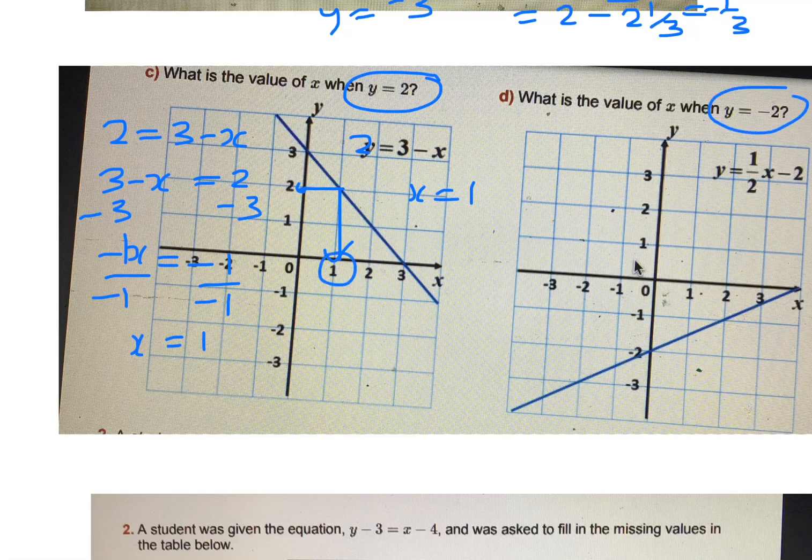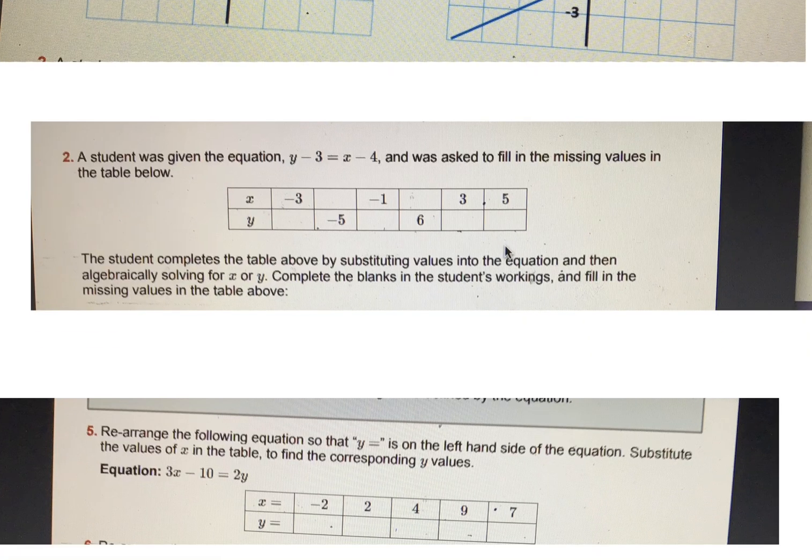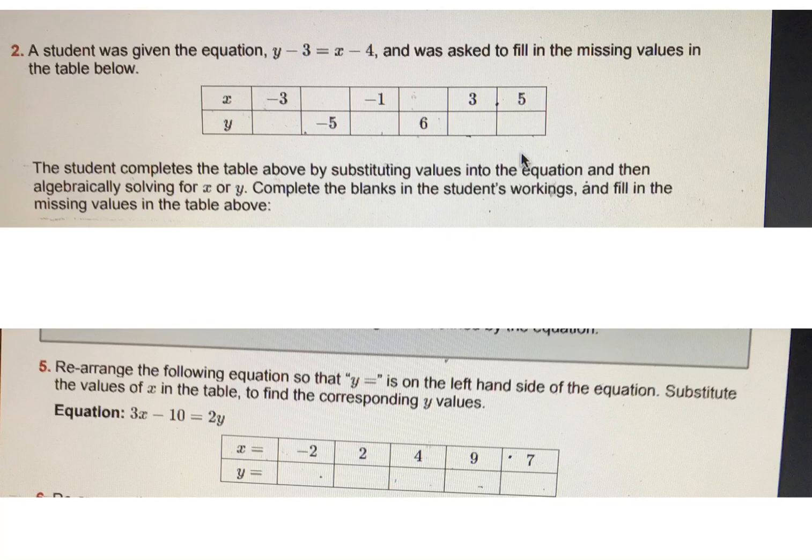When y equals minus 2, if you go to minus 2, you can see the x value is 0. If you did it algebraically, minus 2 is a half x minus 2. If you add 2 to both sides, the minus 2's go out and you get a half x. And then if you times both sides by 2, 0 equals 2 times a half is 1. So x will be 0. That's algebraically.